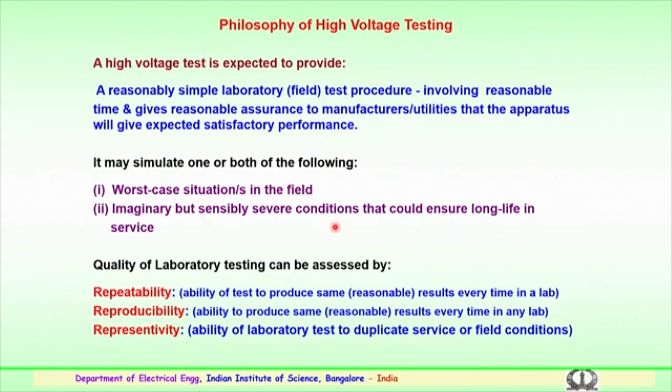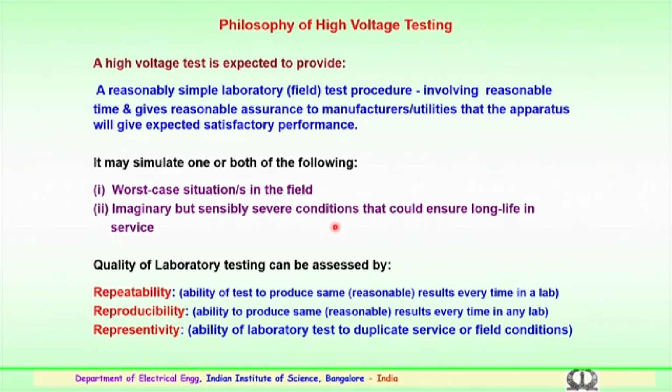So, for this you require a laboratory which is internationally recognized for high voltage testing. The quality of any high voltage laboratory is generally assessed by the equipment which is being used. The repeatability point is to be considered. Repeatability is the ability of any test to produce the same, that is reasonable, results every time in the laboratory. So, the equipment being used for a testing should be able to produce reasonable results every time it is repeated.